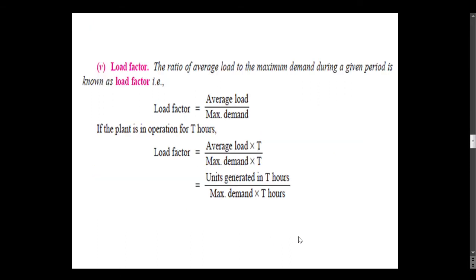8,760 hours. Next is the load factor. The ratio of average load to the maximum demand during a given period is known as the load factor. So it is the ratio of average load divided by maximum demand. If the plant is in operation for T hours, the load factor is equal to, if you multiply numerator and denominator by T, average load into T, which gives us the units generated in T hours, divided by maximum demand into T hours.